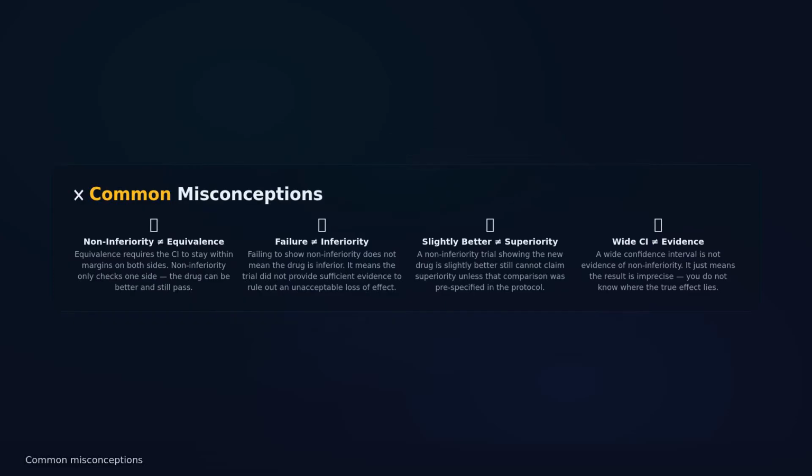There are several common misconceptions about non-inferiority trials. First, non-inferiority is not the same as equivalence. Equivalence requires the confidence interval to lie within a margin on both sides. Second, failing to show non-inferiority does not mean the drug is inferior, it means the evidence is not strong enough. Third, a non-inferiority trial that shows the new drug is slightly better still does not prove superiority unless that comparison was pre-specified. And fourth, a wide confidence interval is not evidence of non-inferiority, it just means the result is imprecise.